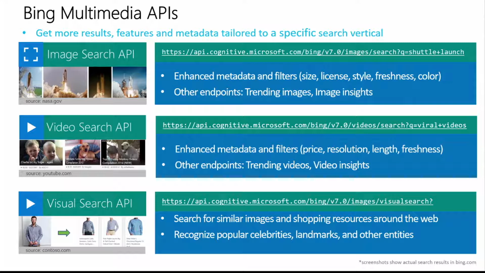The second one is trending videos, which is similar to trending images, wherein it will give you videos which are trending on social media at that particular moment. And the third one is video insights, which is again pretty similar to image insights, wherein if you give a URL of the video, it will tell you where the video is coming from, what is the size of the video, what is the format of the video, it will tell you description, title, so on and so forth.